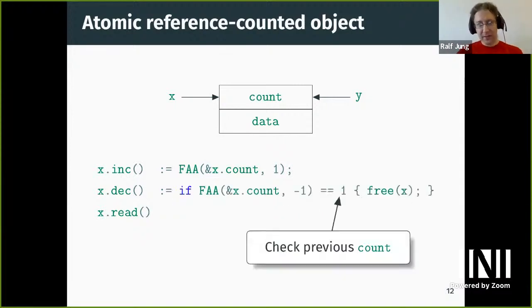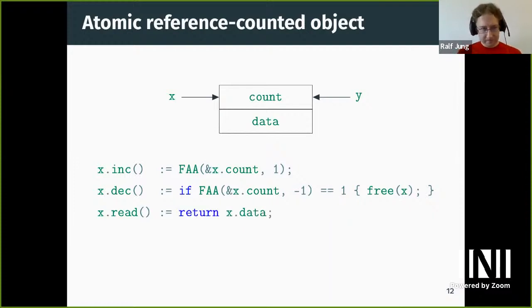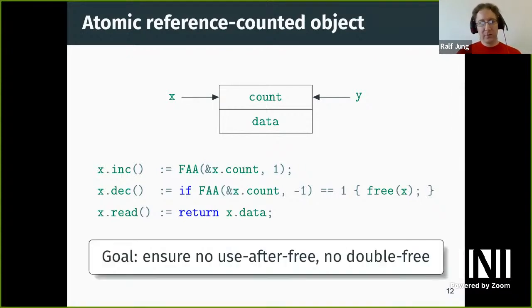The decrement operation similarly uses FAA to remove 1 from the count. And then FAA returns to us the old value of the counter. And so if that old value is 1, so we just decremented it to 0, then we know we can deallocate. And finally, read just returns the current data field. And now our goal for this part of the talk is to prove that if we use this API in the intended way, there will be no use after free and no double free. So just basic memory safety, no functional correctness.